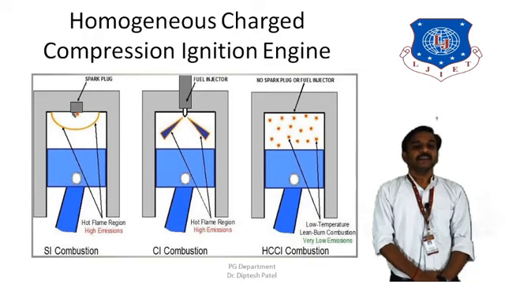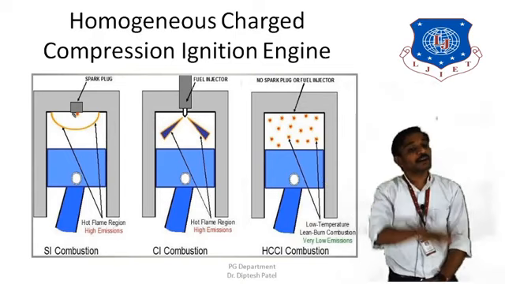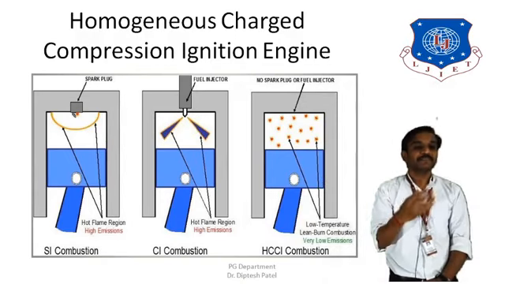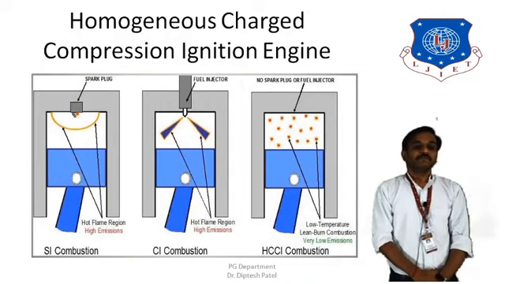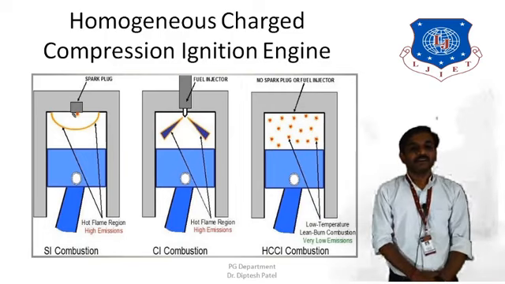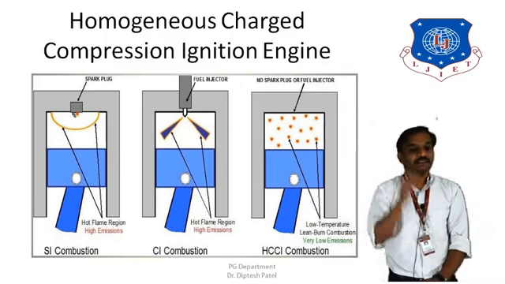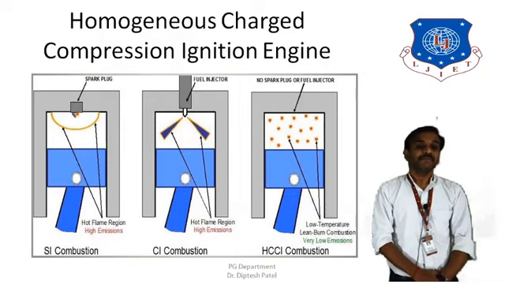Now you can see in the diagram how it differs from the spark ignition combustion engine and the compression ignition combustion engine. As you can see, in the spark ignition engine, we require the spark plug to start the ignition. In the CI engine, we require the fuel injector to start the combustion, and in both cases across the hot flame region the emission would be very high.